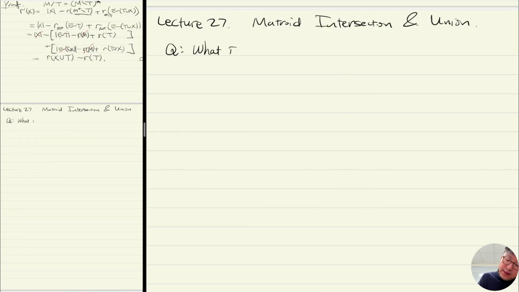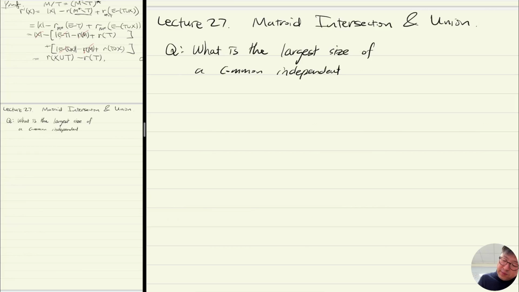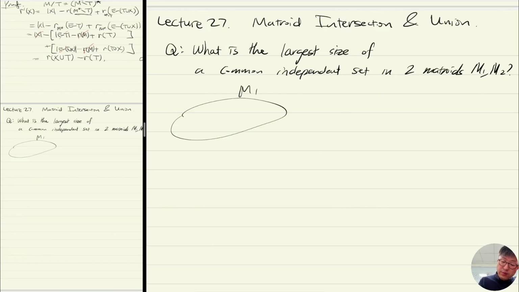What is the largest size of a common independent set in two matroids, M1 and M2? If you have only one matroid, then the size of the largest independent set is just the rank. But if you have two matroids, M1 and M2, on the same ground set, right?